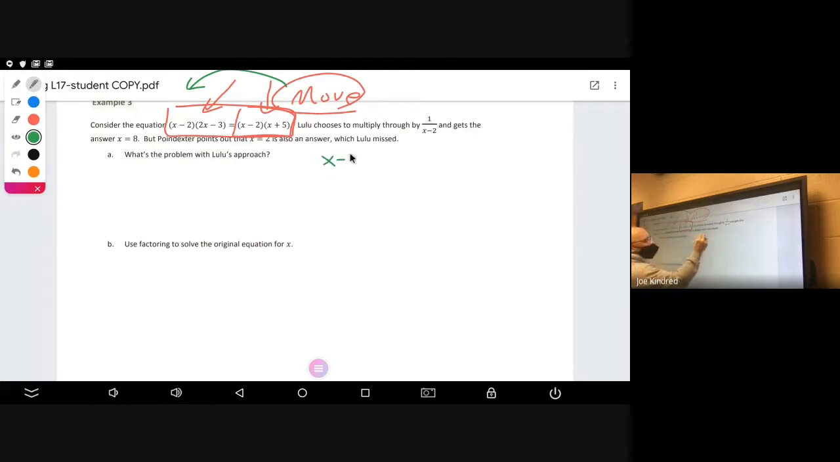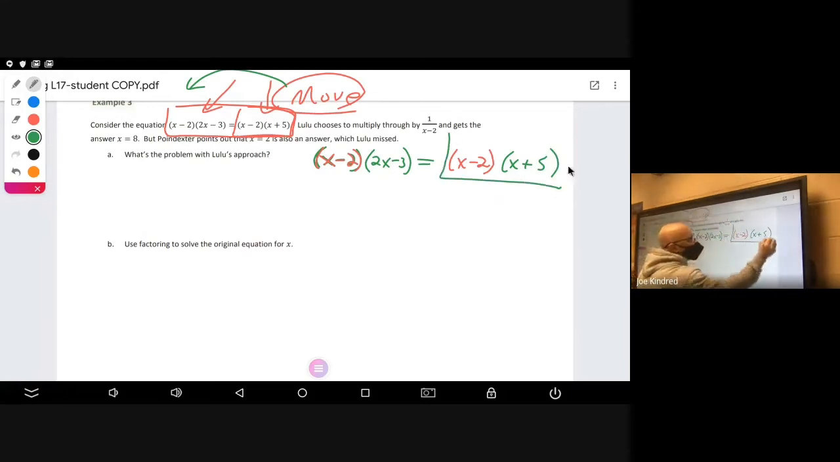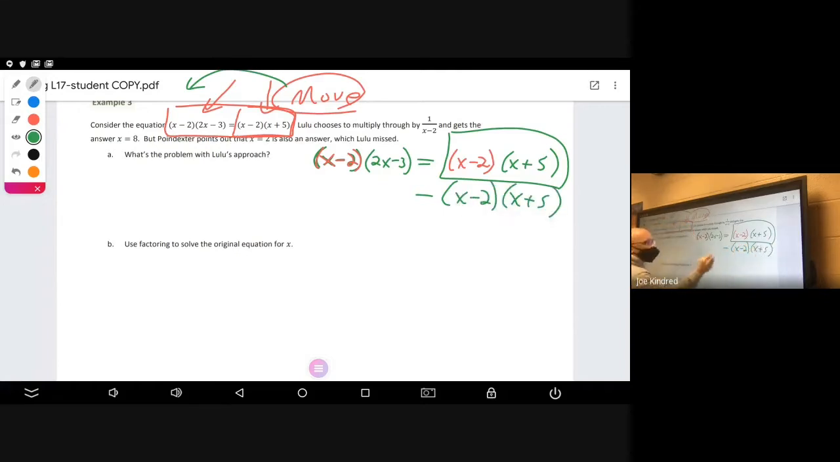So x minus 2 times 2x minus 3 is equal to, put it in red over here, x minus 2, and I'm going to keep that red here because I want you to see that you have to recognize, oh, wait a minute, that's the same factor. And then x plus 5. What I'm basically doing is taking this and I'm going to subtract this factor on both sides, so I'm moving it over. So I want you to see that.